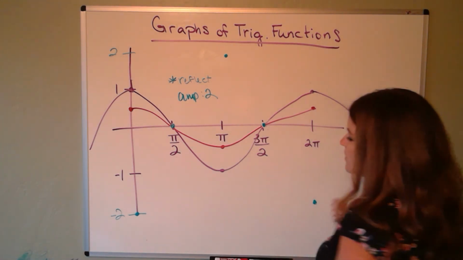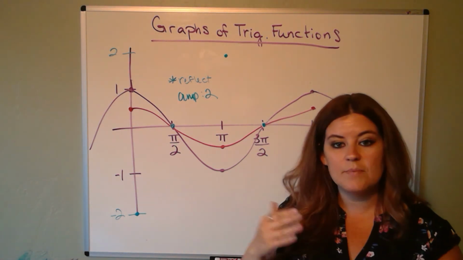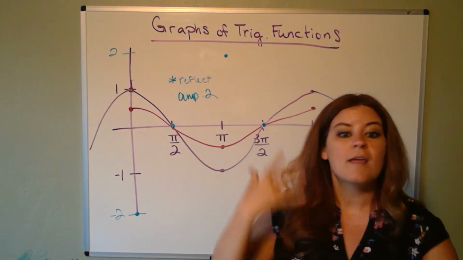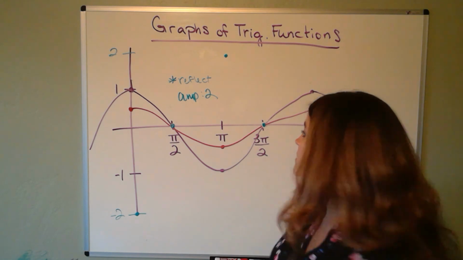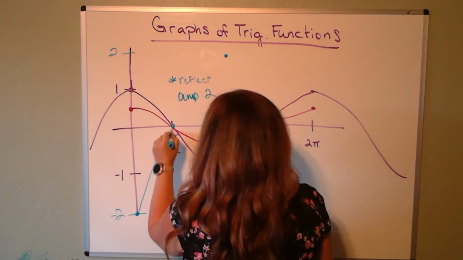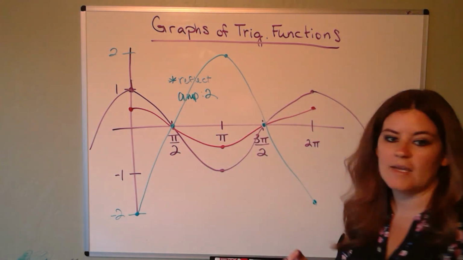So you guys, it's not really too hard to do these 2 steps at once. If you need to take it 1 step at a time, maybe you do the reflect and then you stretch it. Or maybe you stretch it and then reflect it. It really doesn't matter which way you go. But you can take more steps if you need to. I think that amplitude and reflection work really well together.